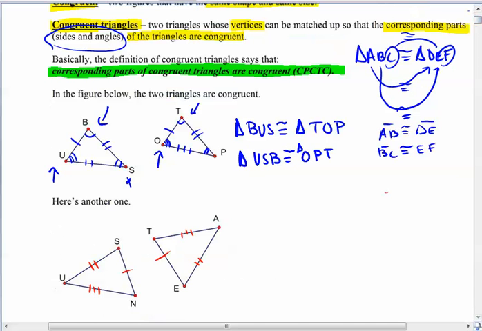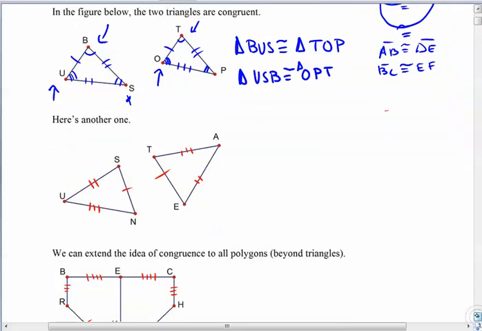We have another one below where the triangles are not oriented in quite the same way, so it's a little more difficult. Let's use some highlighting here. We've got SN has one segment marker on it, as does TE, and SU has two segment markers on it, just like AE or EA, and then we've got UN kind of matching up here with TA or AT. So let's decide a way that we could name this. We could call the first one perhaps triangle SUN.